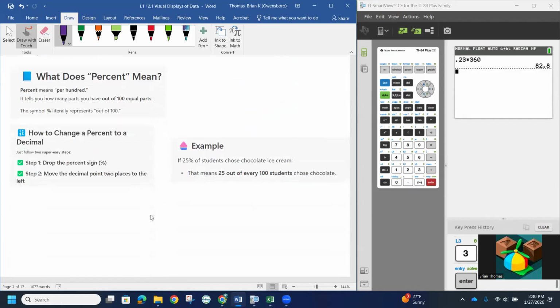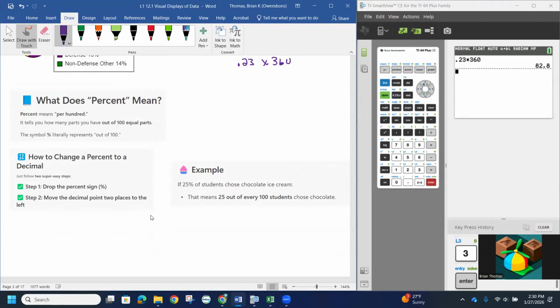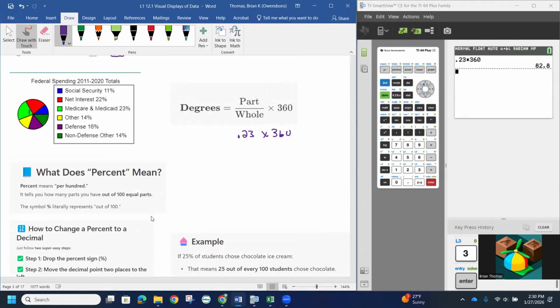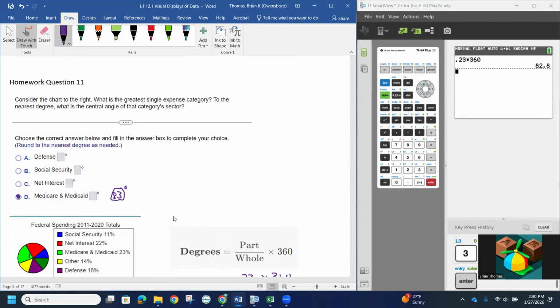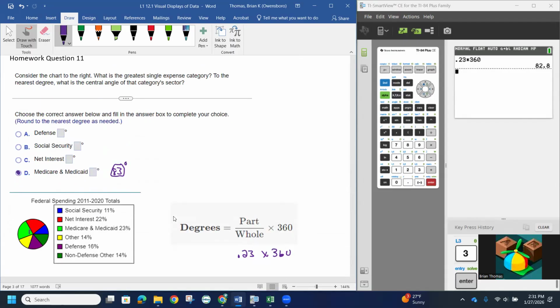Okay, so I think that concludes our section. Again, I'll pause my video here, and you can take some notes on percents. Then I'll come back up here, and I'll pause my video a little bit, and you can study this question again based on what I've done there. So that should conclude then visual displays in 12.1.